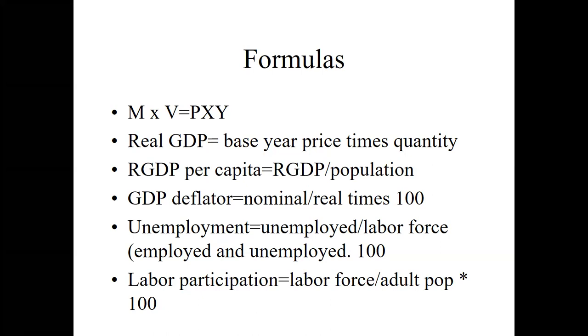All right, unemployment rate. There's always a question on the AP exam on unemployment rate. There'll be a question on the final. It's unemployed over labor force. The key is remembering it's over labor force, and the labor force is employed and unemployed, times 100. And then labor participation equals labor force divided by the adult population times 100. All right, so those are some of the key formulas you'll need for this unit.